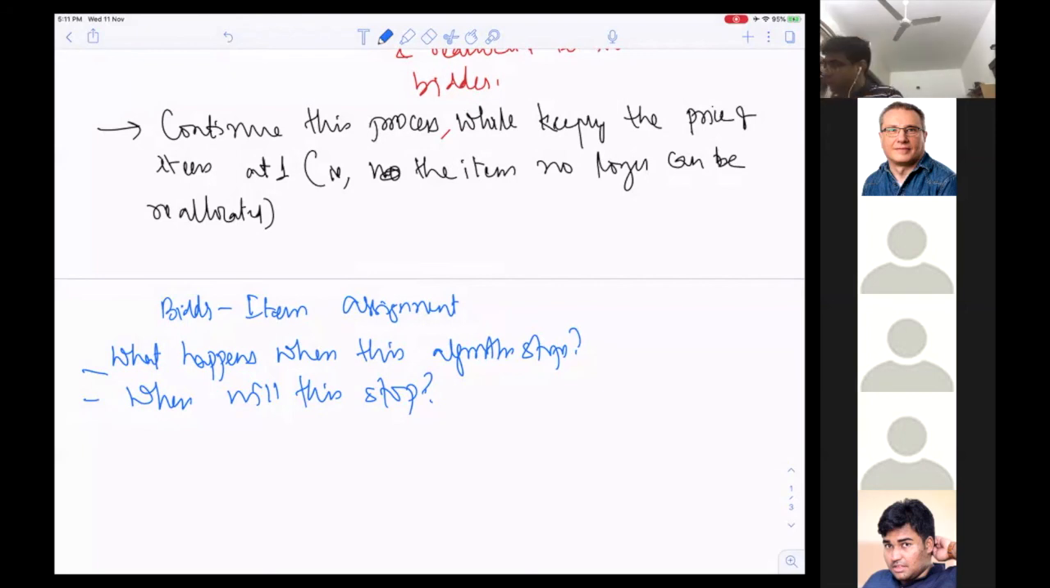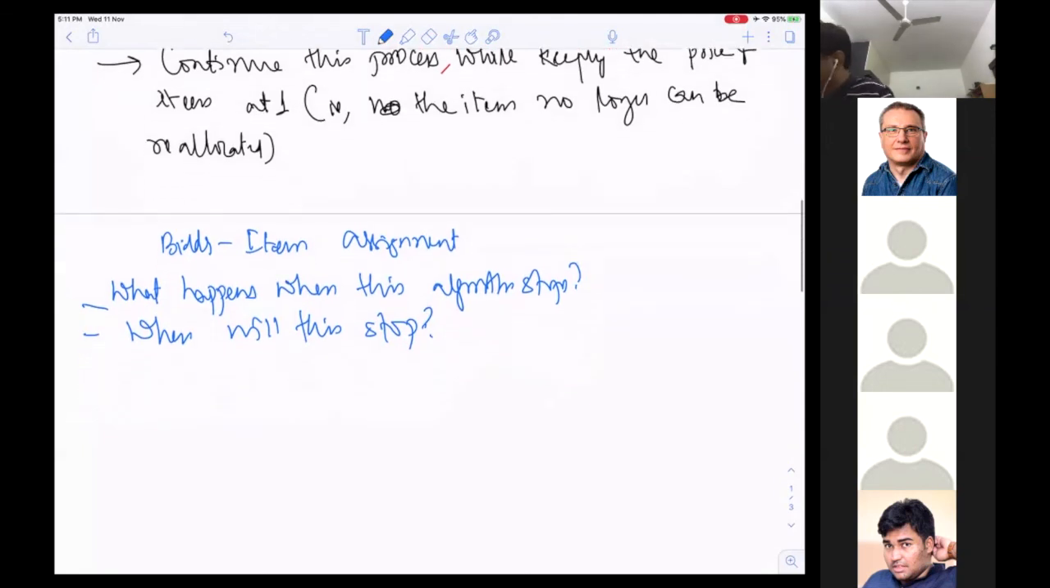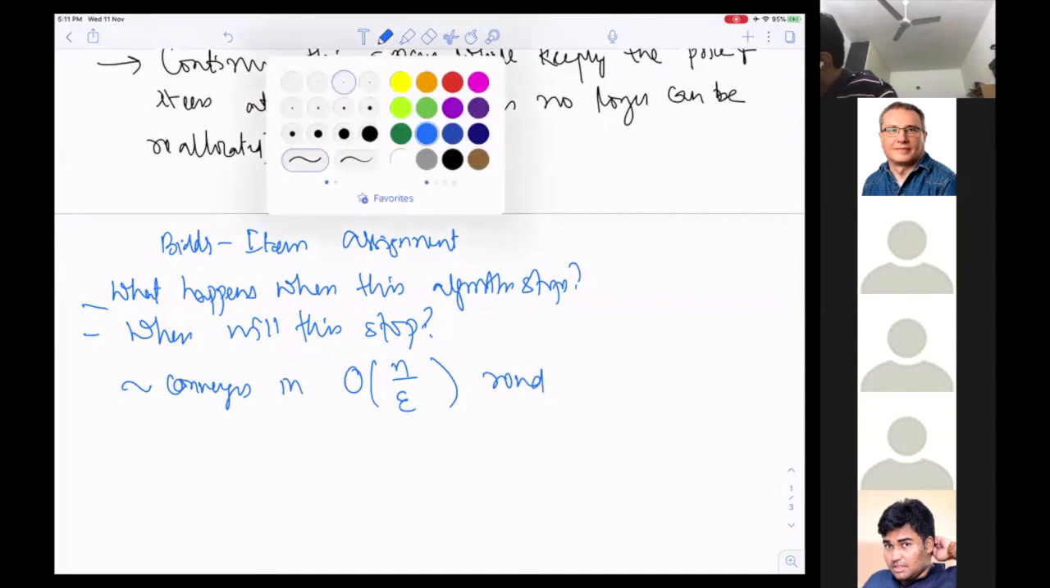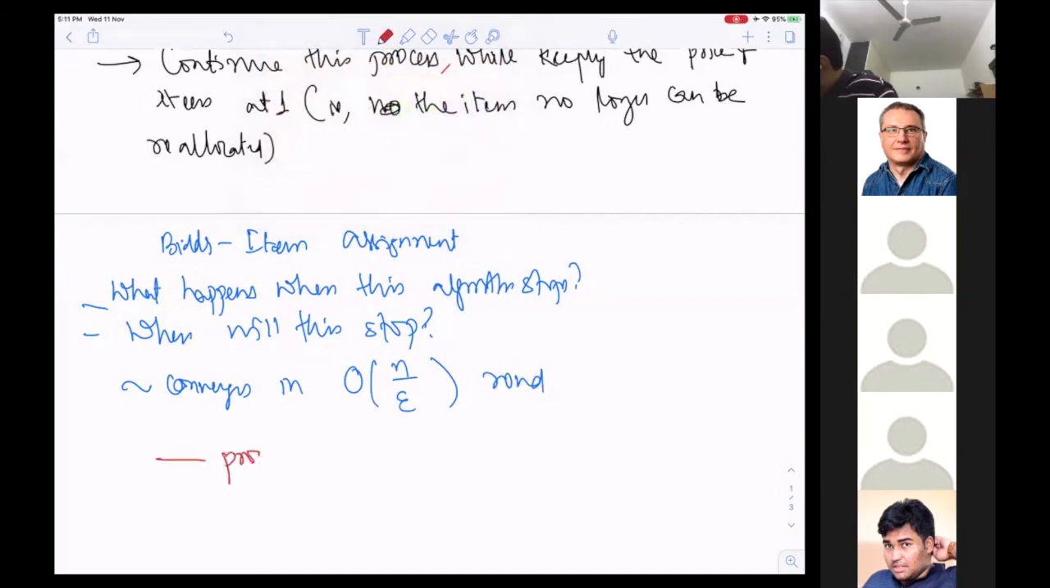This is well known from economics: it converges in order n over epsilon rounds and produces a 1 minus epsilon approximation to the matching.